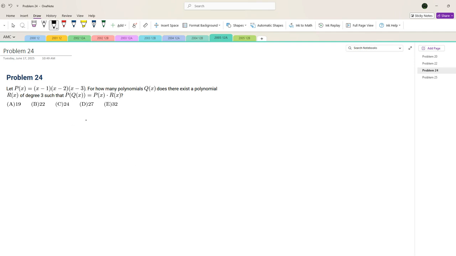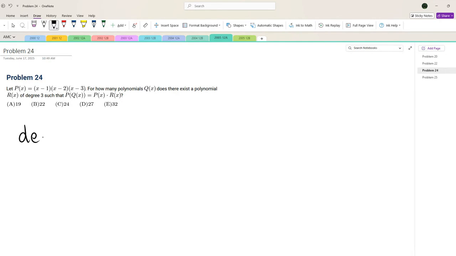So we can see at first glance that Q(x) must have degree 2, because R(x) and P(x) both have degree 3, so the product would have degree 6. And so each of the roots would have to have degree 2. So thus Q(x) would have to have degree 2.